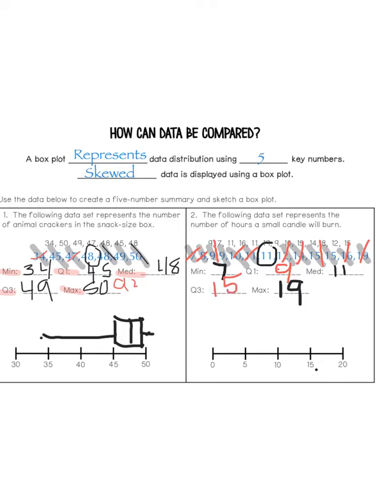Right, I'm going to go ahead and plot these. My minimum is 7, which would be between 5 and 10. My maximum is 19, which would be right before 20. Quartile 1 is 9, so I put a line at 9. The median is 11. And quartile 3 is 15. And I'm going to go ahead and just connect these the best I can. Right, it should look something like that.